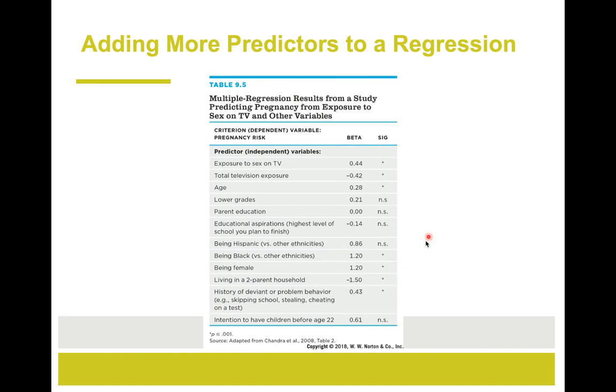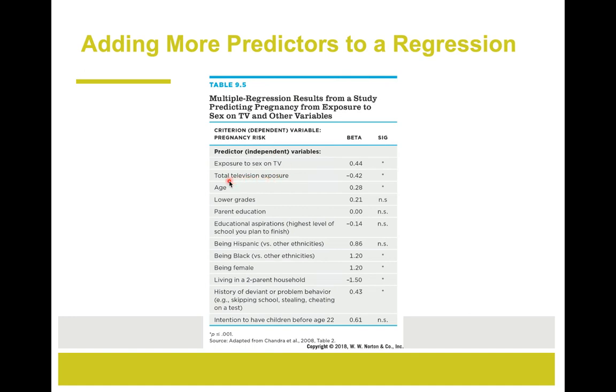And in fact, this is actually from a research study in 2008. We find a very complex relationship. So exposure to TV, total television exposure, and age all predict risk of pregnancy, as do being Black, being female, living in a two-parent household is a negative predictor, and your history of deviant behavior is a positive predictor. So what this tells us, and let's keep in mind the signs here, that the greater your exposure to sex on TV, the greater your risk of pregnancy.